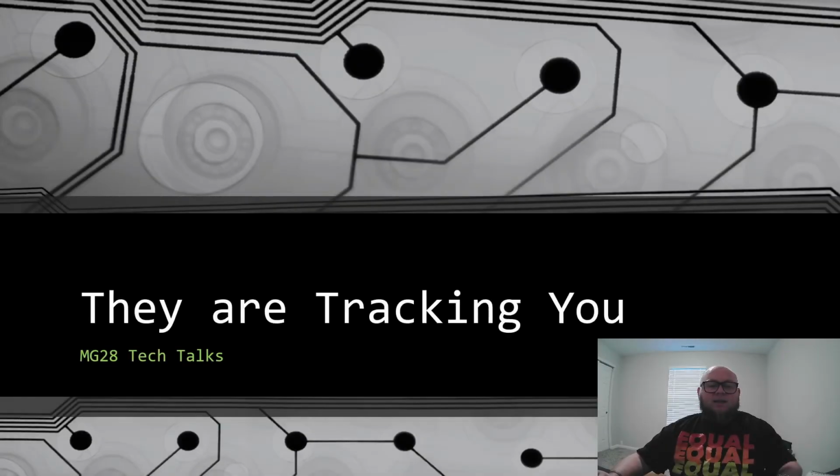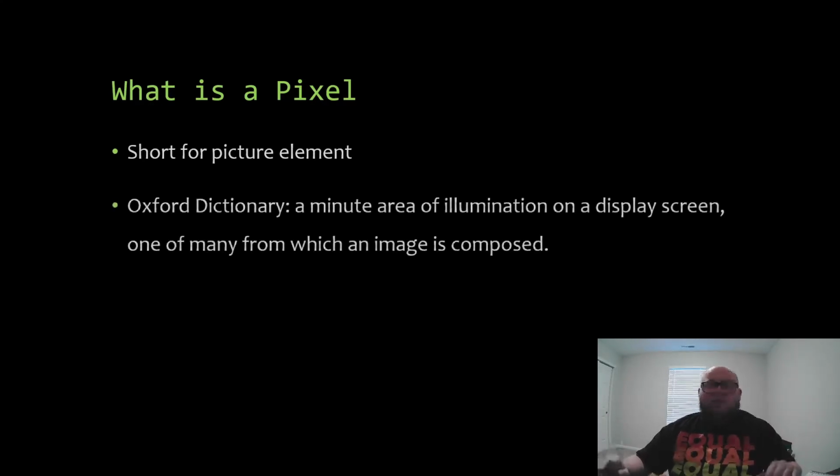All right, so let's really dig into tracking pixels. First, let's start by talking about what is a pixel. A pixel actually is short for picture element. I just made it pixel to make that shorter. The Oxford Dictionary defines it as this: a minute area of illumination on a display screen, one of many from which an image is composed.